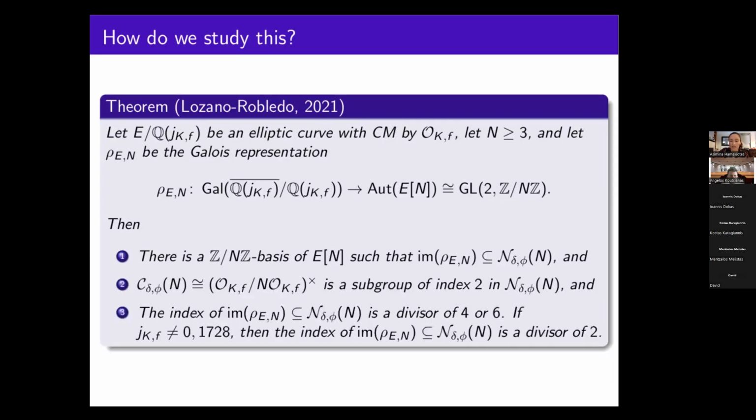And then the last thing that will come up at the end is that we actually know what the index of this image is in the normalizer. So it's going to be a divisor of 4 or 6, but if j is not 0, 1728, then the index of the image is just a divisor of 2. So this 2, 4, and 6 comes from the size of the unit groups in each case, right? So if you have like Z[i] something, these are the units, and then root -3, you have 6.